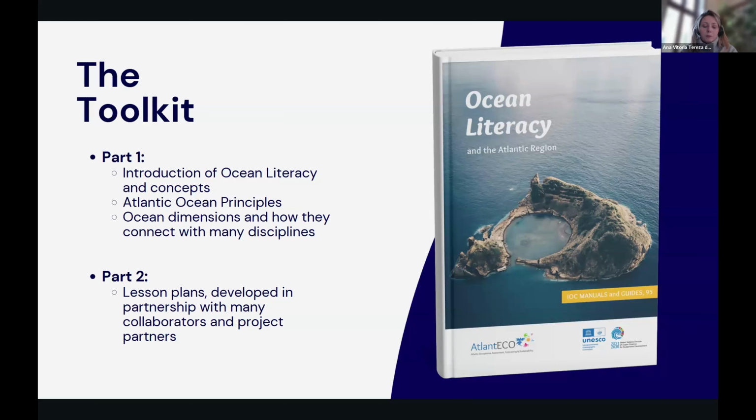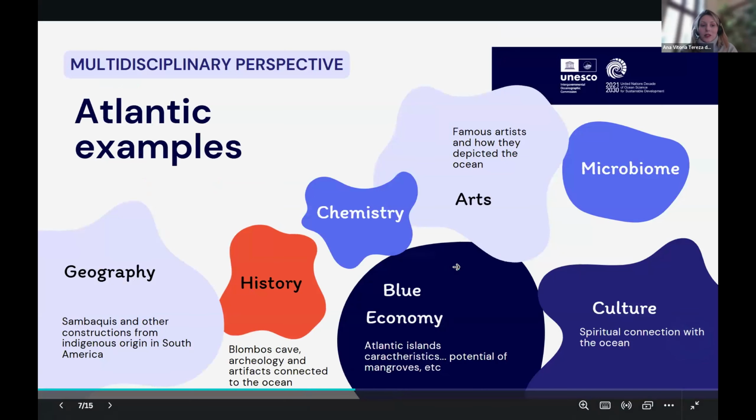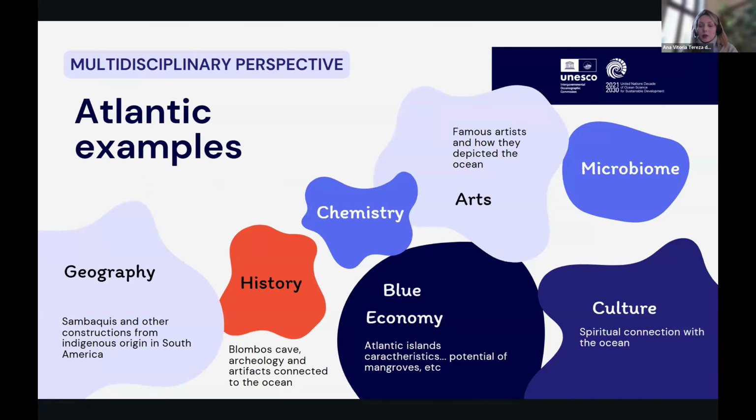And we have another part. The part one is the more theoretical part, and the part two is more hands-on. So it's a lesson plan part of the toolkit in which you will find many exercises that you can actually do with your class. So there you have all the instructions and all the materials, and you can understand how to apply this in your classroom with more operational exercises.